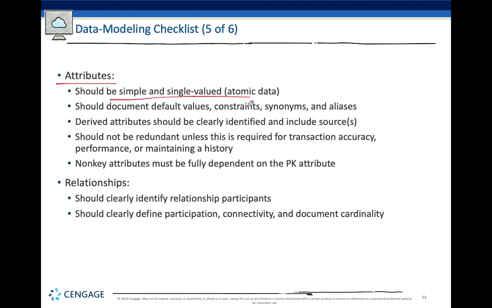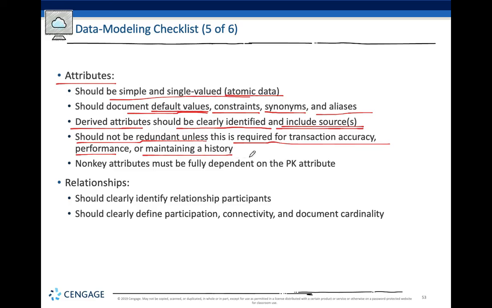Attributes should be simple and single valued, meaning they should carry atomic data. Attributes should document default values. So sometimes attributes, if no value is entered, they can default to certain values, and that should be documented. Any constraints should be documented. Synonyms of attributes and aliases of attributes should also be documented. Derived attributes should be clearly identified and include the sources of where they are derived from. Attributes should not be redundant unless it is required for transaction accuracy, performance, or maintaining history.